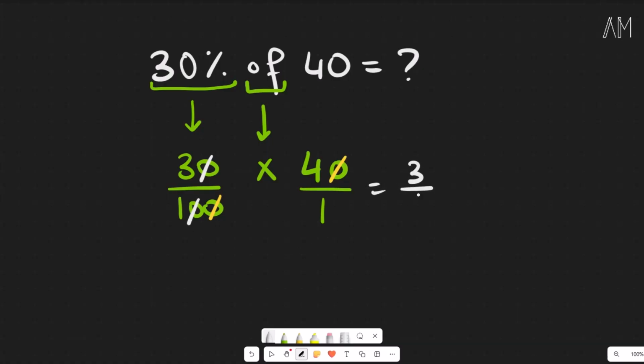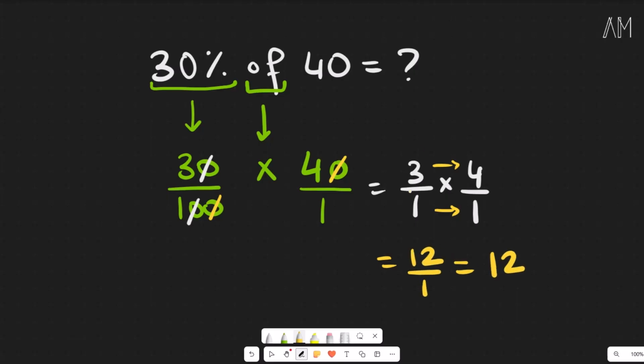I will get 3 over 1 multiplied by 4 over 1. Simply apply the multiplication rule, which is top by top and bottom by bottom. I will have 12 over 1, or I can simply say 12. So what is 30% of 40? The answer is 12. Let's take another example.